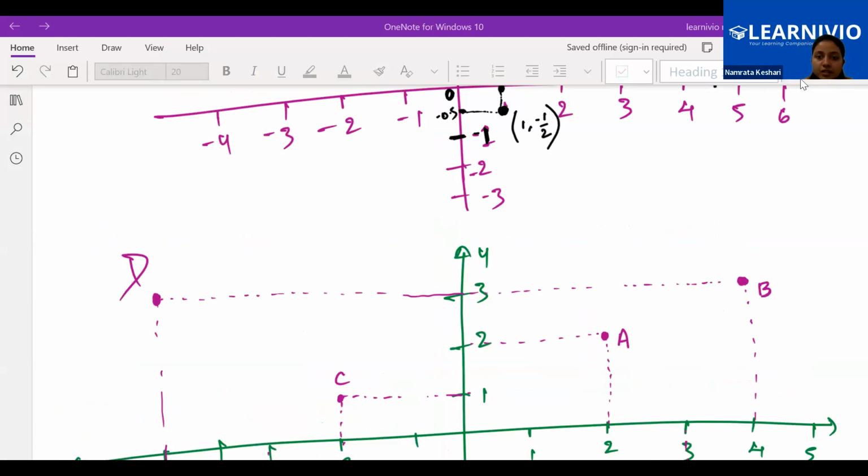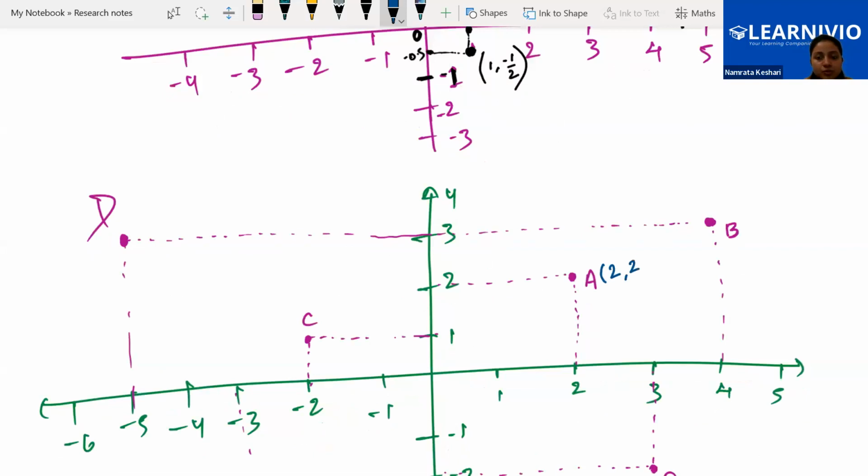X is 2 and Y is 2. When we drop the perpendicular on the x-axis, it touches at 2. When we drop the perpendicular on the y-axis, it touches at 2. So even if the dotted line is not given in your exam, you just drop the perpendicular on the x-axis and the y-axis, and you will be able to identify the point.